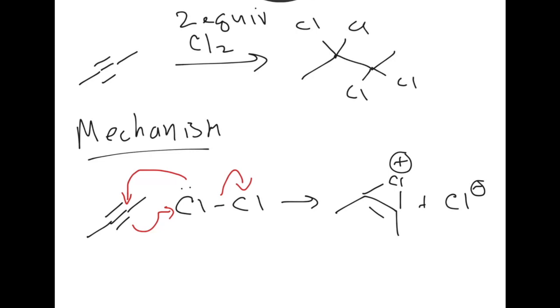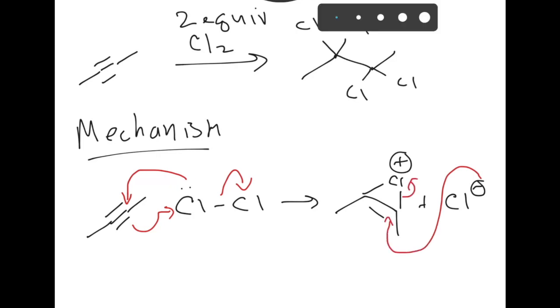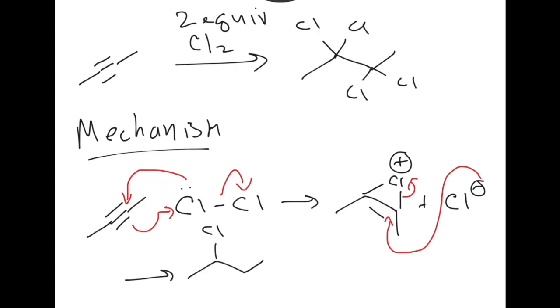And then we can add our chlorine to one of the sides. Push electrons up. Right. So this is our first equivalent, right? Our first Cl2 reacts with the alkyne and we get to an alkene. Now we're just back to the exact same mechanism we had for alkenes, right? So I'm going to redraw this on the next page so I'm not scrunched at the bottom.